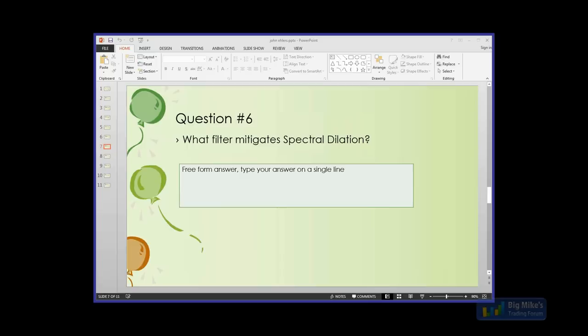Okay, going to number seven. What filter produces a zero mean in an oscillator indicator? Okay, I have the answer. Greg, I need your BMT username, please. And the answer is a roofing filter again.